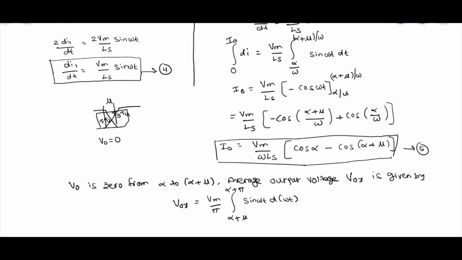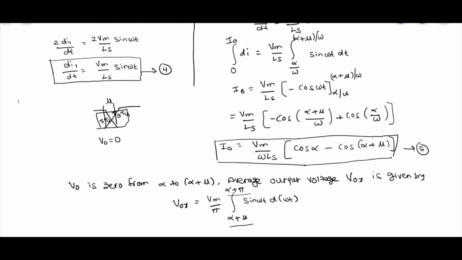So average output voltage from which point are you considering? It is from alpha plus mu to alpha plus pi. Please try to understand, because you are considering from alpha plus mu, but not during mu. That is the reason. From alpha plus mu to alpha plus pi you would have output voltage.